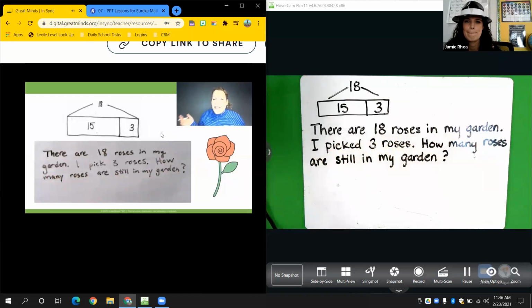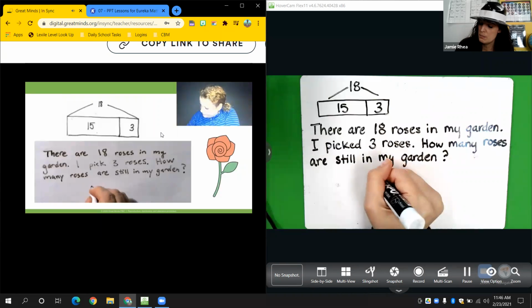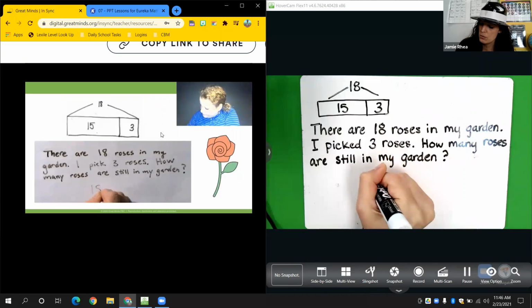Well, guess what? Now that we've written the story problem, we have to solve it. There are 18 roses in my garden. We know that that's the total. Okay, so let's make that our total.